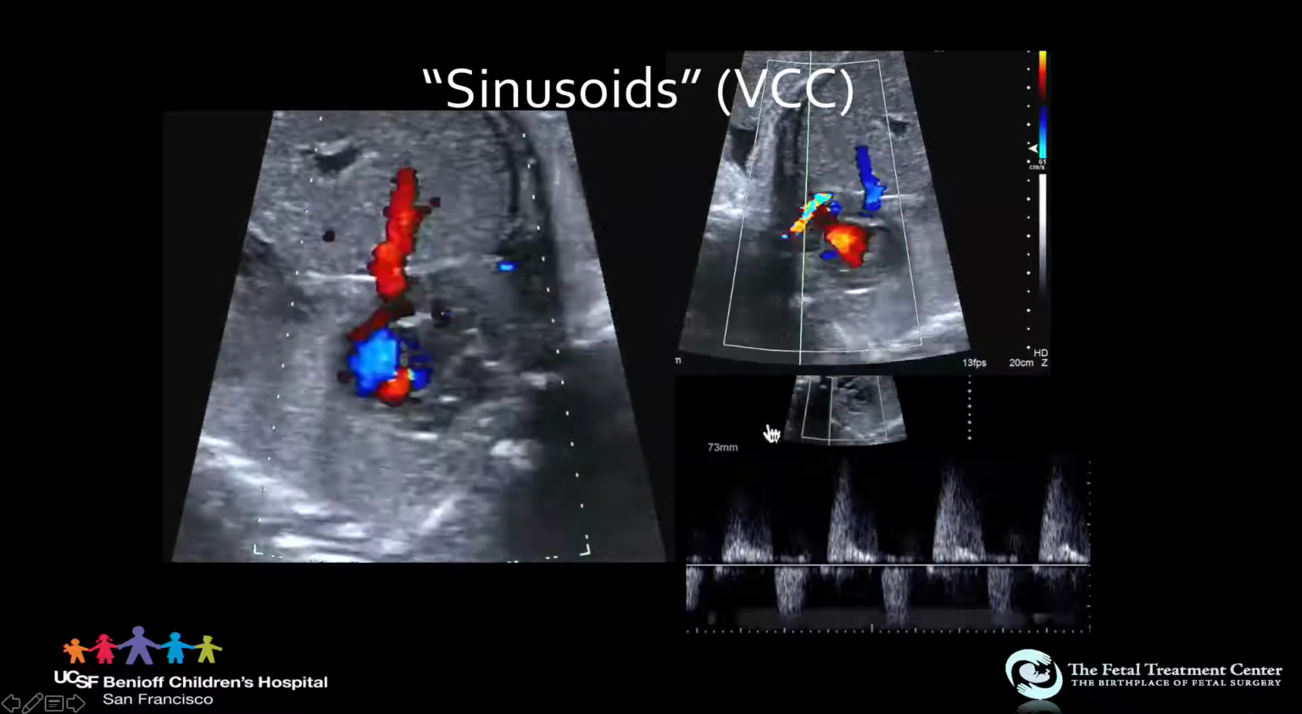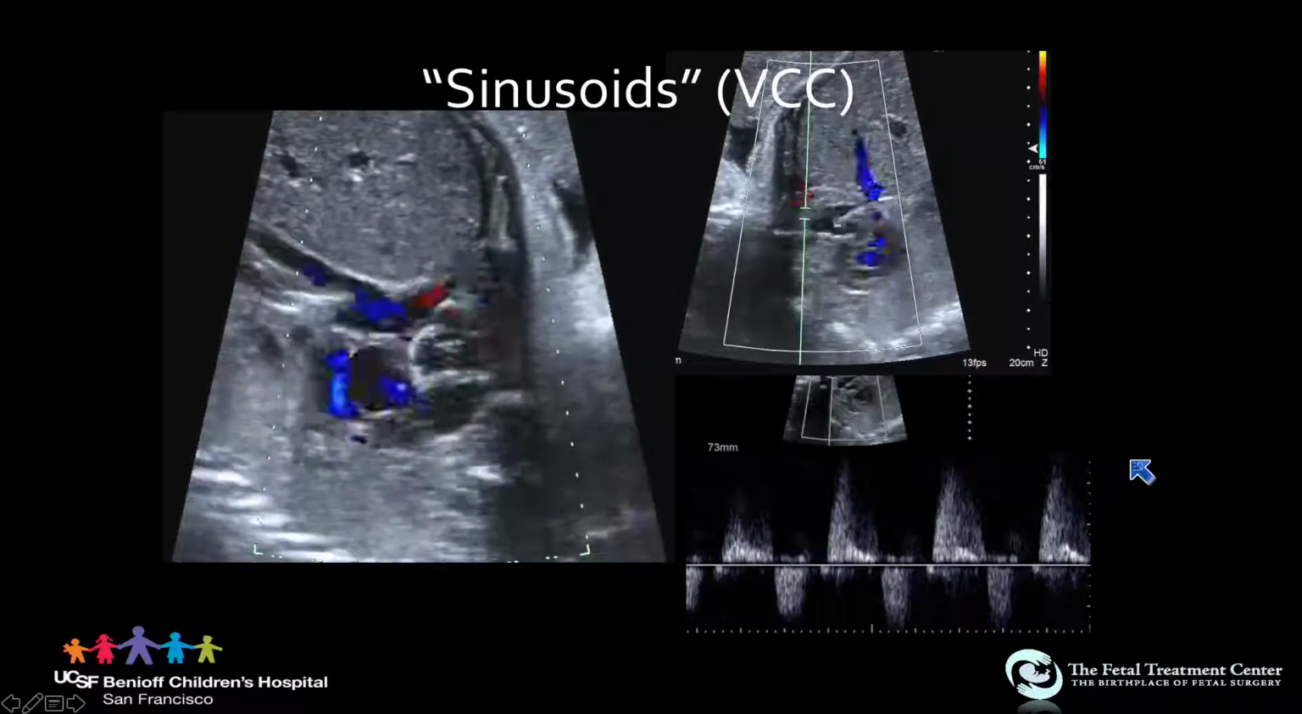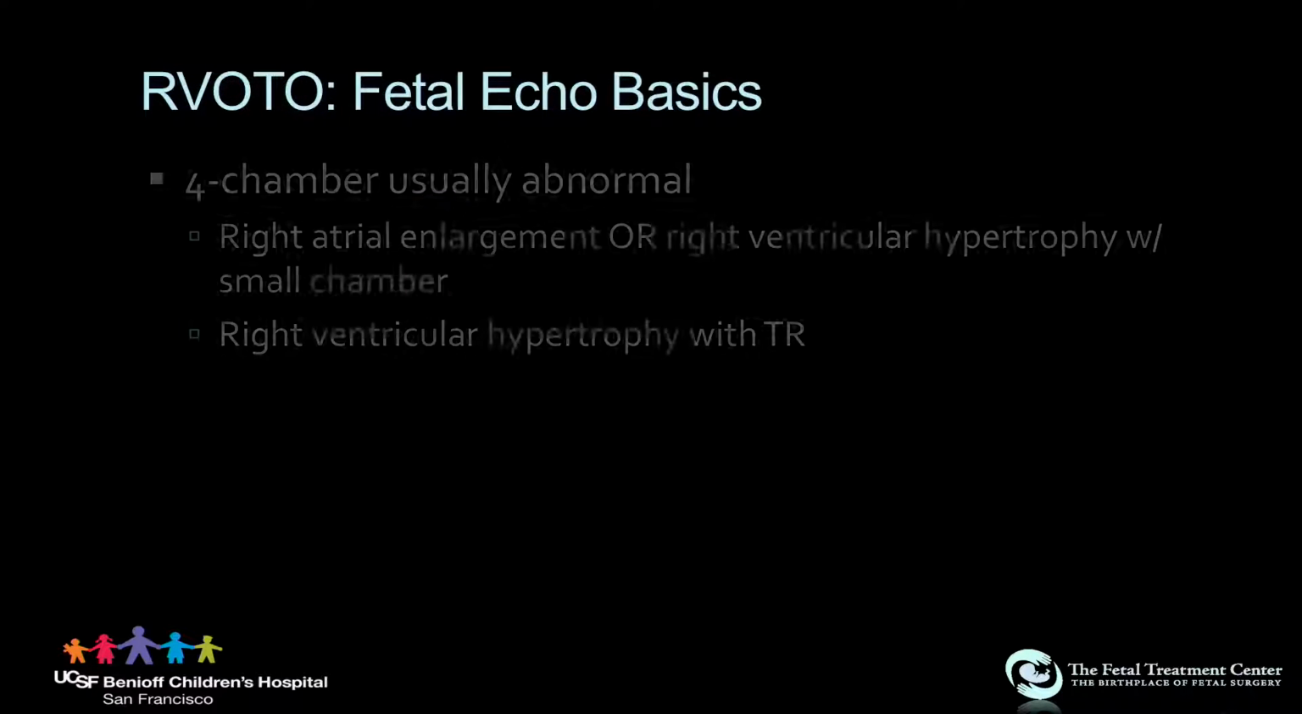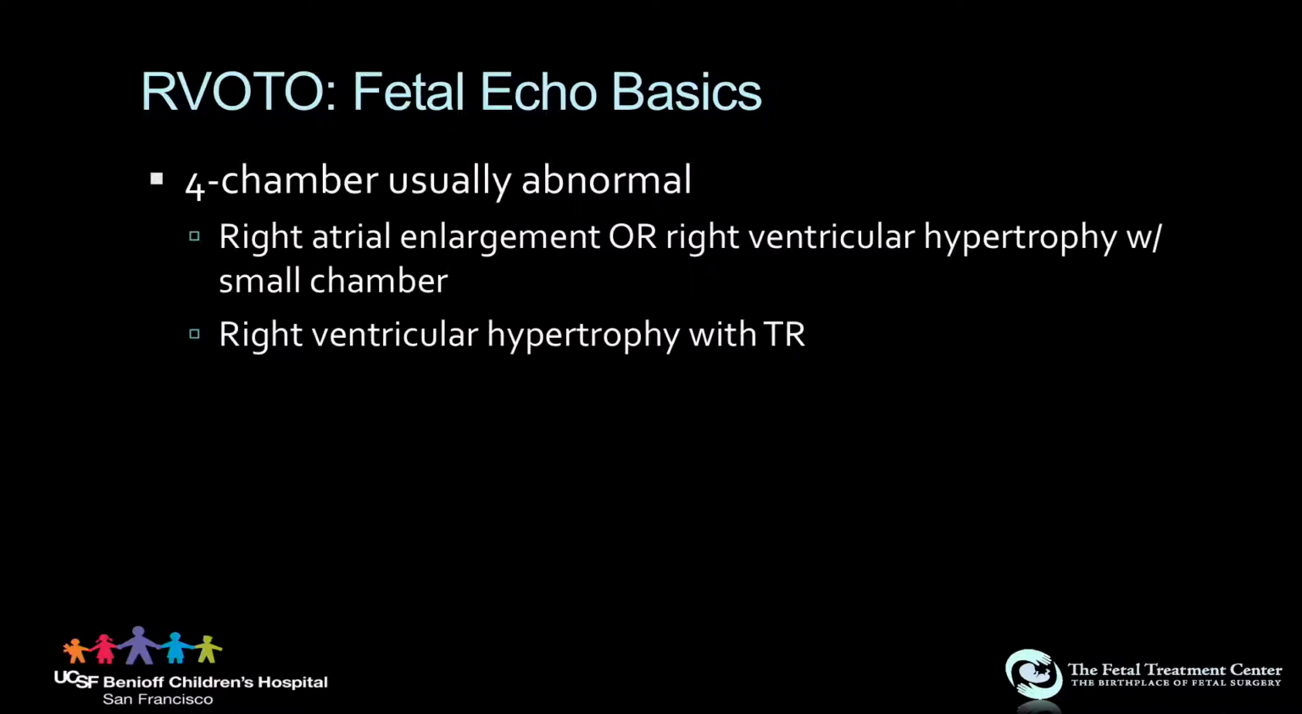Here's this to-and-fro flow in a dilated coronary artery. And we spend a lot of time in the fetal lab taking pictures of these, but honestly, and unfortunately, this is where the patients end up. This actually is me, during my fellowship in the cath lab. So sinusoids, I can't say much more about on fetal echo because it's really a cath lab diagnosis.